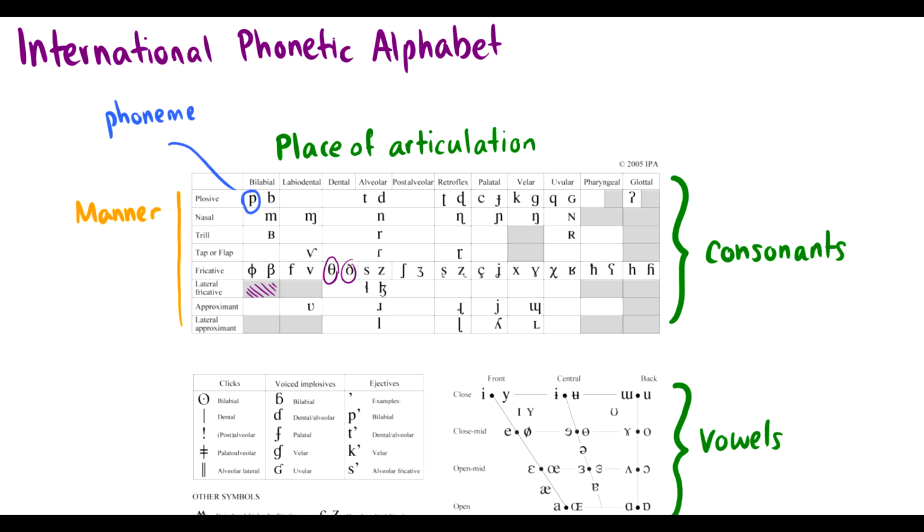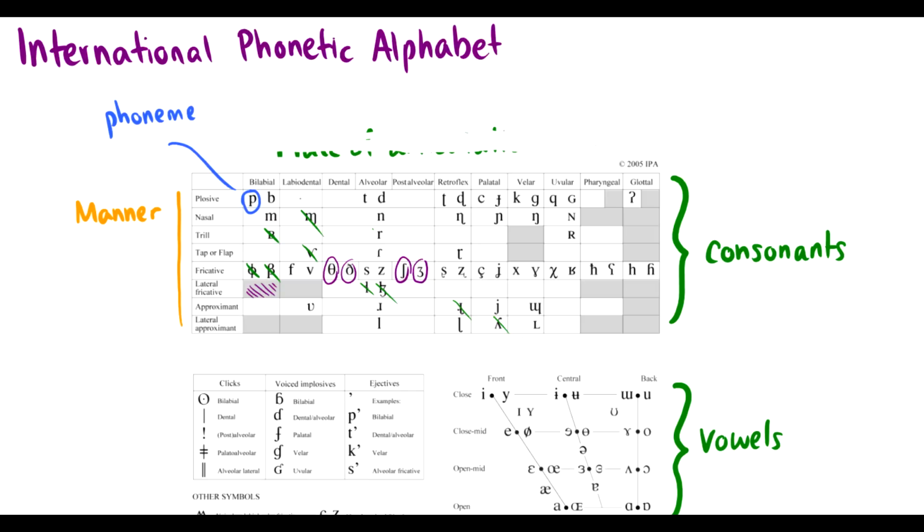We also have some other sounds in our language, like sh and zh. Then, of course, there's ones that aren't in English, so we don't have a trill, we don't have bilabial fricatives, we don't have these ones. This one. And, of course, there are others, but we'll get to those eventually.